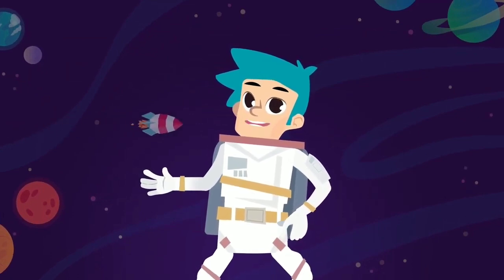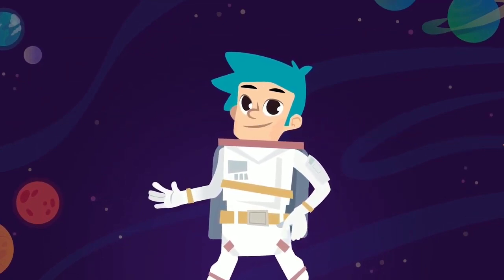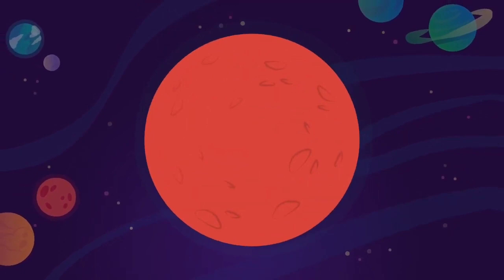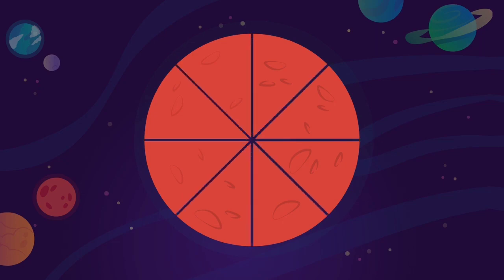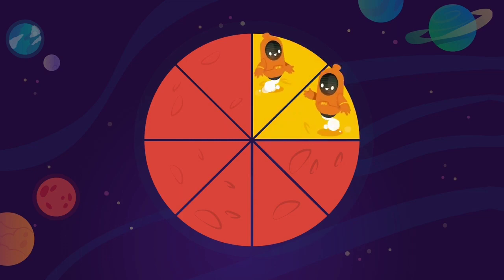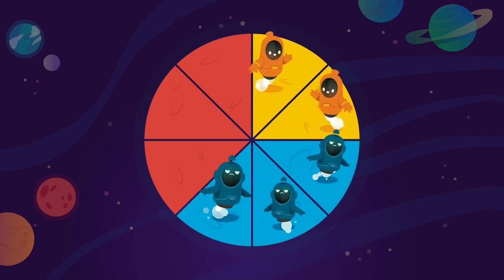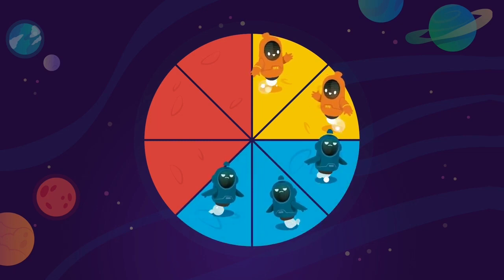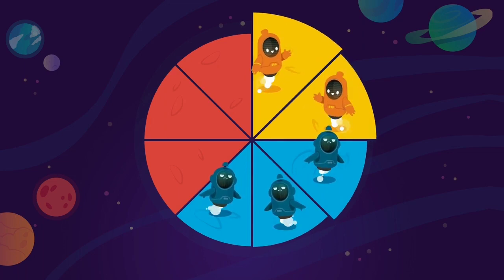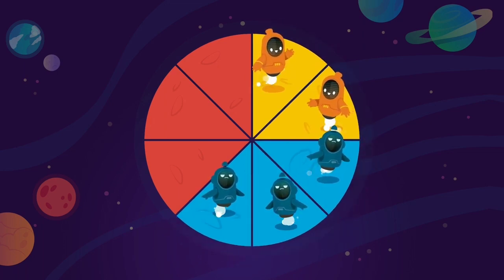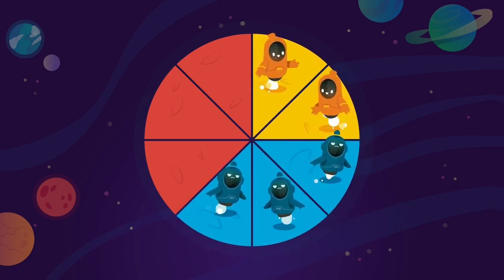Are you up for a challenge to practice a bit more? In the Smile and Learn universe, there's a planet called Smileython. This planet is divided into 8 equal parts. 2/8 of the planet are occupied by friendly aliens, and the remaining 3/8 by grumpy aliens. What fraction would represent the overall number of land occupied by all the aliens on the planet?